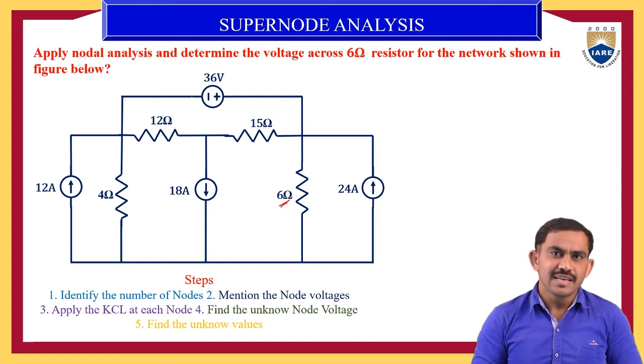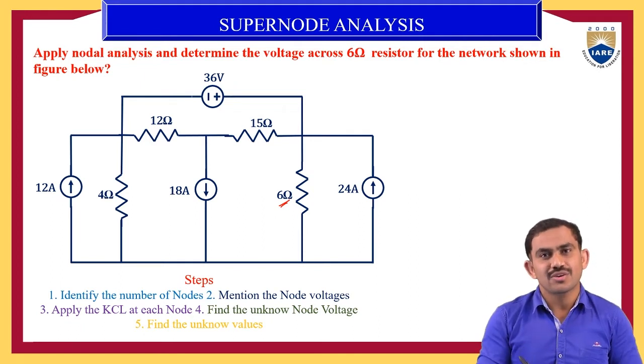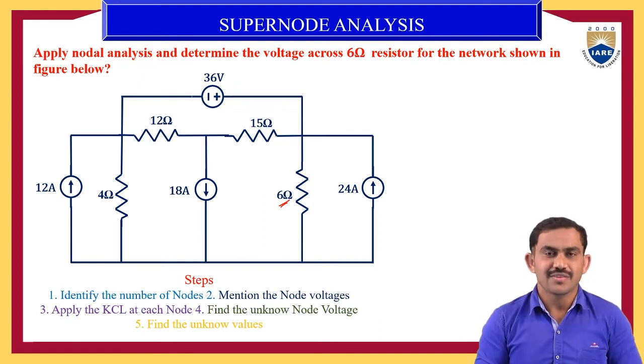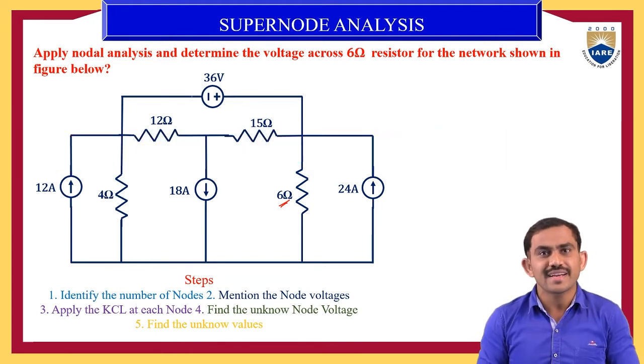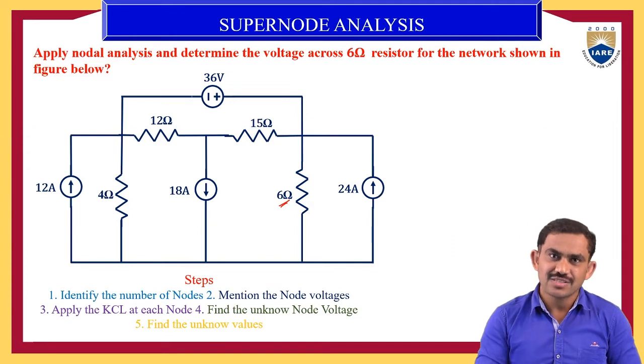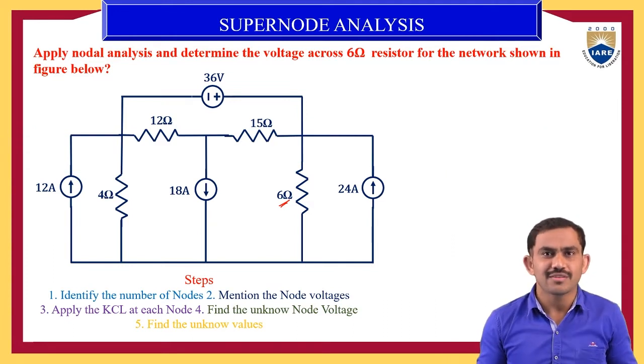What is the KCL rule? At a node or at a junction, the sum of incoming currents equals the sum of outgoing currents. Otherwise, the sum of currents equals 0. So using that rule, we need to write the equations at each node. Then solve those equations, then find out the unknown values. This is simple. Okay, we'll move step by step.